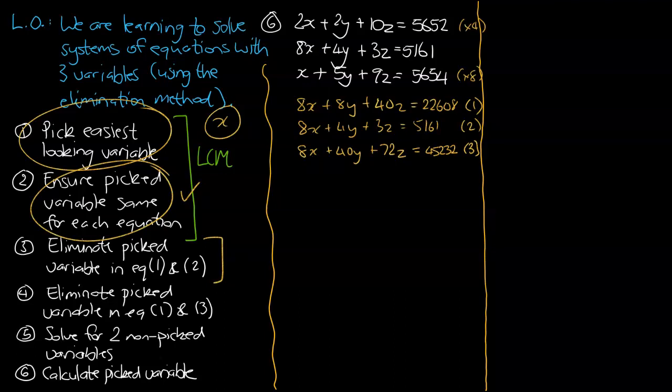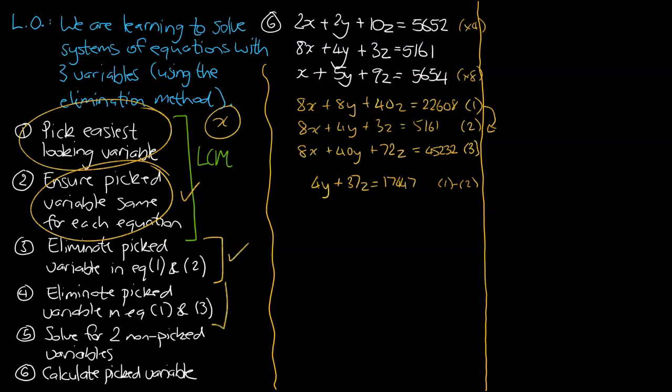Now let's eliminate 1 from 2. And because they're both positive, again, I'm going to subtract. So I've got equation number 1 minus equation number 2. So 8x minus 8x is 0, so we can ignore that. 8y minus 4y is 4y. So we'll put that down. We've got 40z minus 3z. That's going to be 37z. And then we've got the two numbers subtracting each other, and that is 17,447.